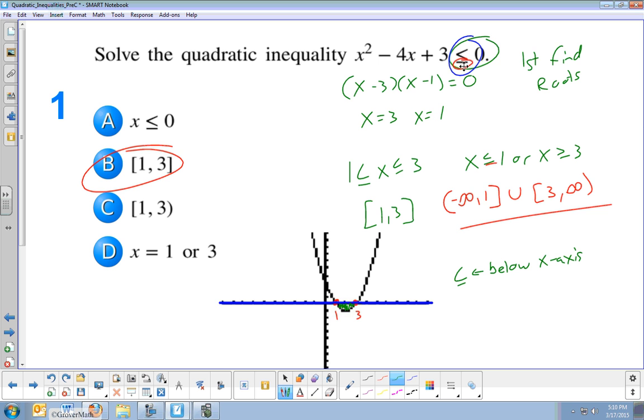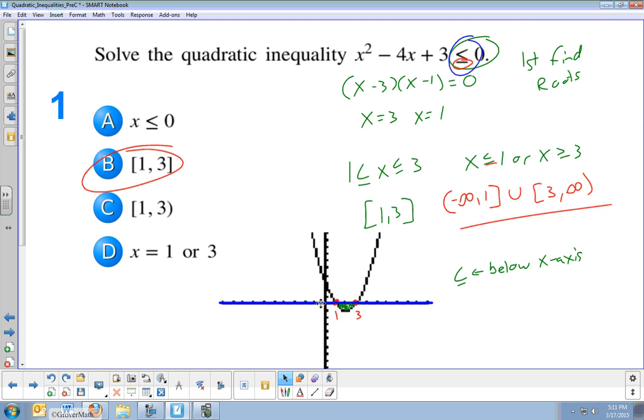But if it said greater than, it would have been all of this over here, and all of this over here, not the stuff in between. The stuff in between these roots is below. And so that's really the key: you're going to look at our graphing calculator to decide, is it less than, between our roots, or is it on the outside of our roots? In this case, it's between our roots, and so it's just [1, 3] in brackets.